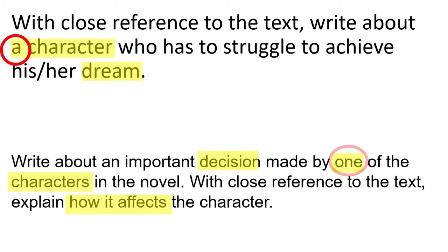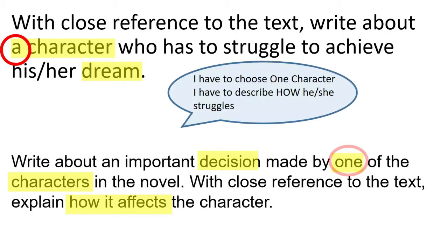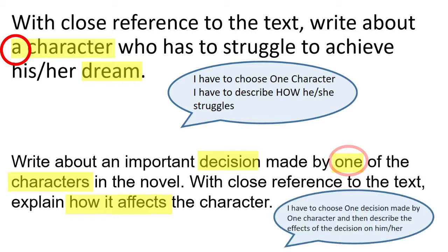Okay, so for the first one, this is what you have in mind. I have to choose one character. First of all, you have to choose one character, and I have to describe how he or she struggles to achieve the dream. And then next, this is what you have in mind. I have to choose one decision made by one character and then describe the effects of the decision on her. So the decision is singular, character is also singular, the effects can be plural.